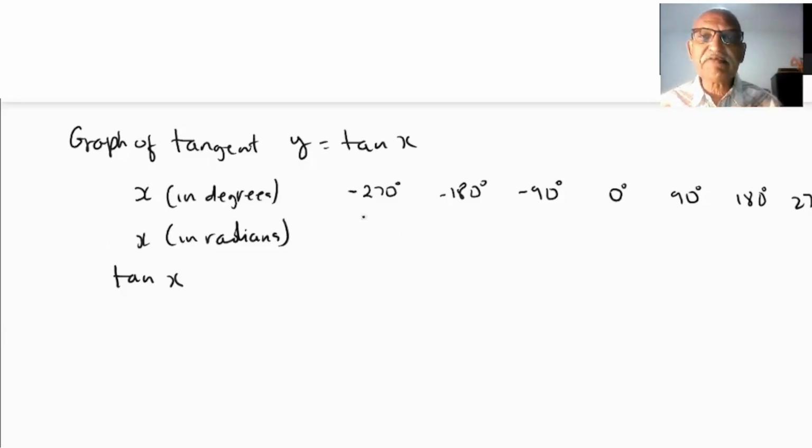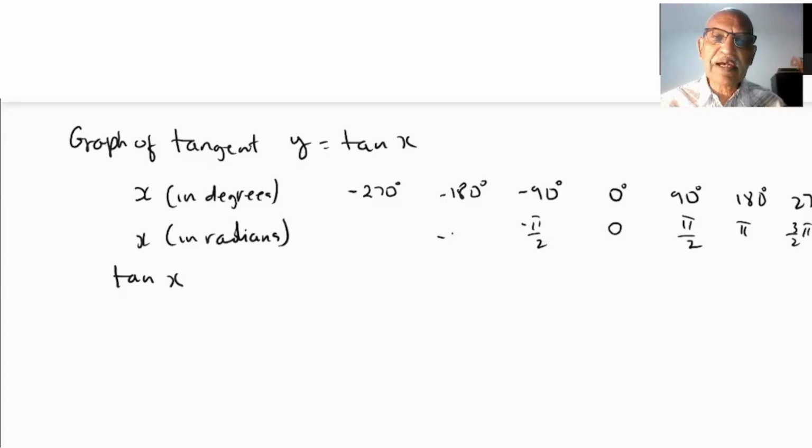So if I have 0 degrees, it will be 0 radians. 90 degrees will be pi over 2 radians. 180 will be pi, 3 over 2 pi, and 2 pi. Minus 90 will be minus pi over 2, minus pi, minus 3 over 2 pi.